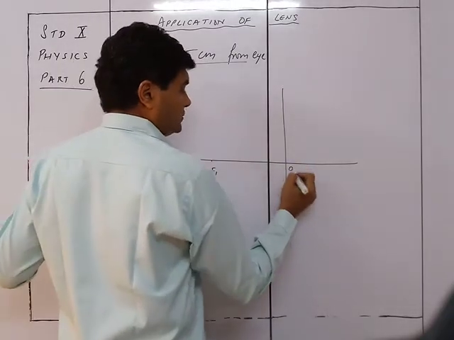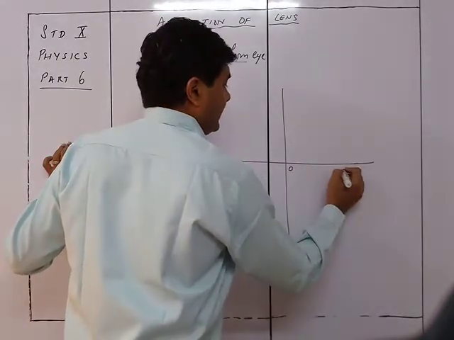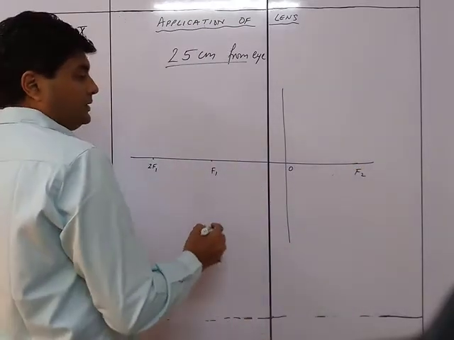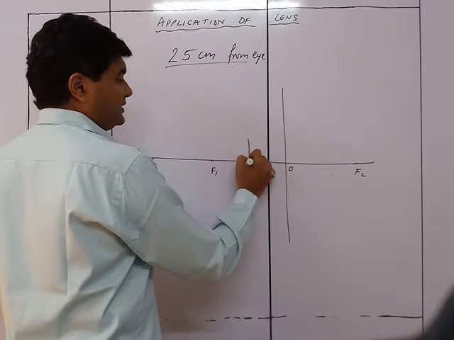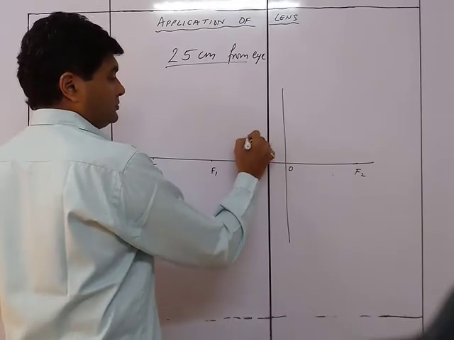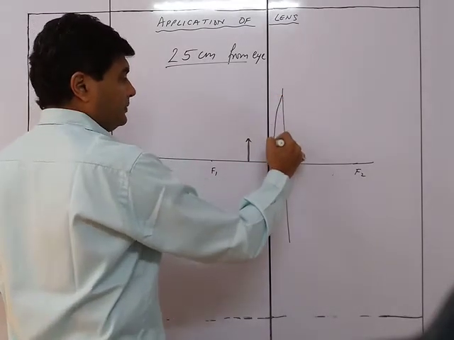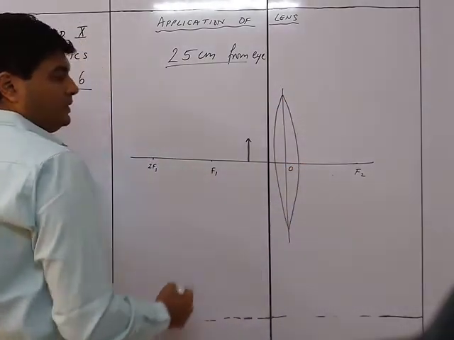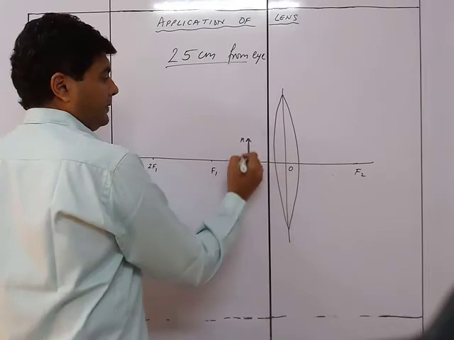This is the lens, so this is O, and this is f2. The object will be placed somewhere here. This is where the object is going to be placed. The lens will be of this kind. This is the object A, B.